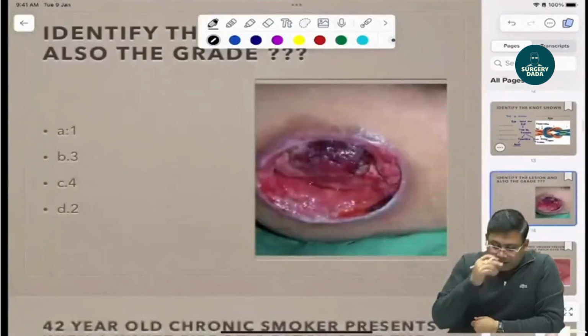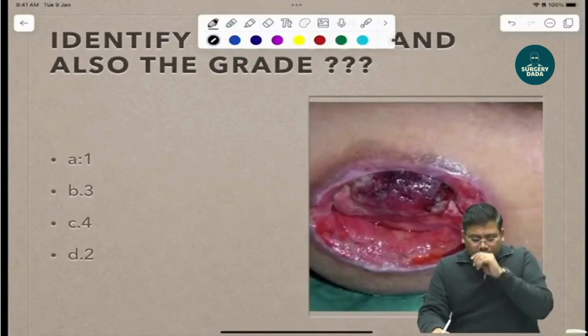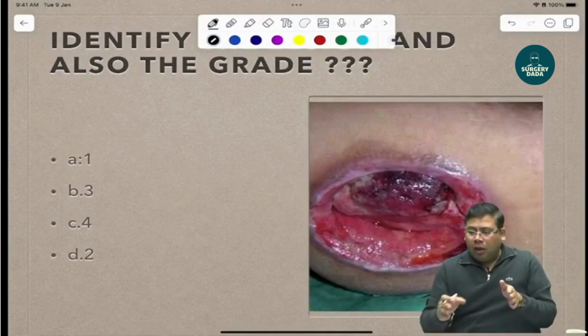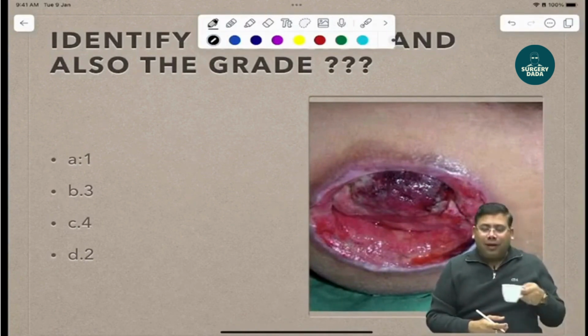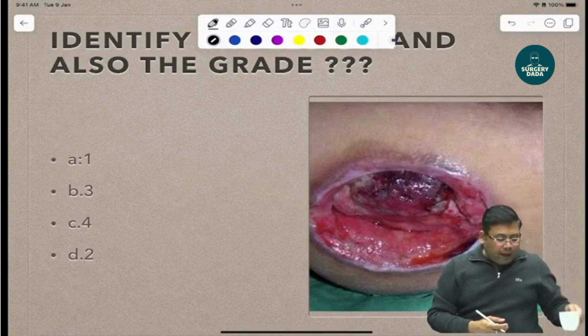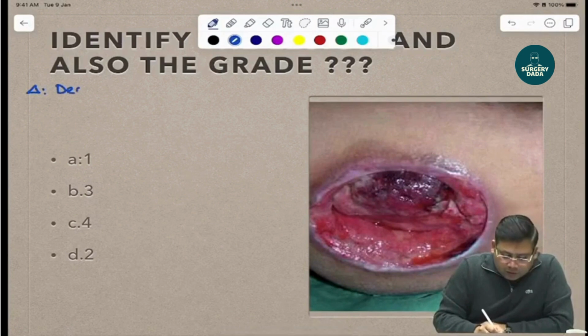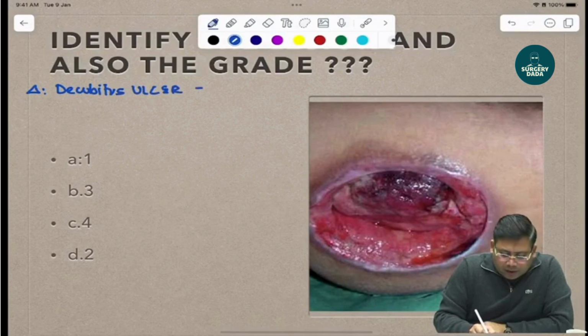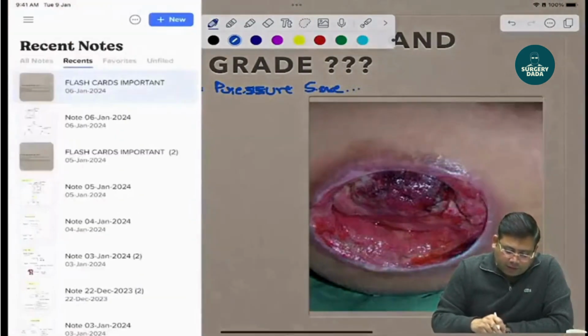Okay. The next image. What are you seeing in this? You are seeing an image of pressure sores. How do you define pressure sore? What is the grading of the pressure sore or the decubitus ulcer? First of all, the diagnosis is a case of decubitus ulcer, or the pressure sore. Let us understand each and everything and then we'll come back to this.